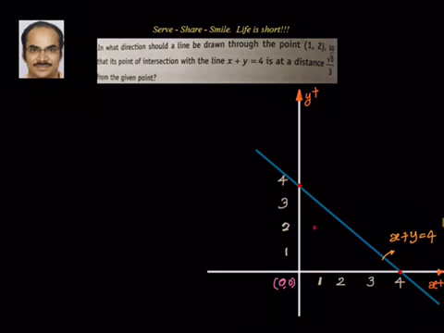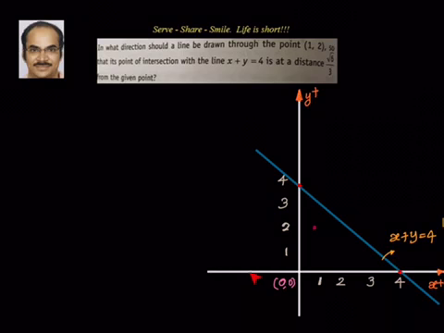So I will try to give you a rough diagram so that it will be easy for you to understand the problem. Let's have a look at that. In what direction should a line be drawn through the point (1, 2)? This is point (1, 2). I have to draw a line through (1, 2) in such a way that its distance from the other line x + y = 4 is equal to root 6 by 3, which is approximately 0.8 units. So we have to find out the direction.